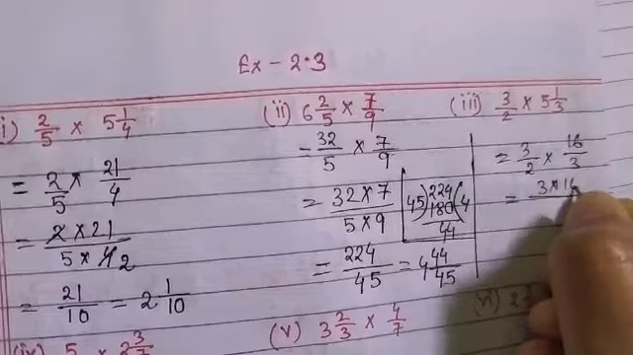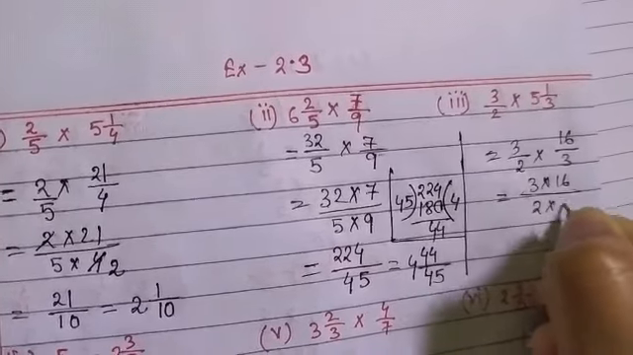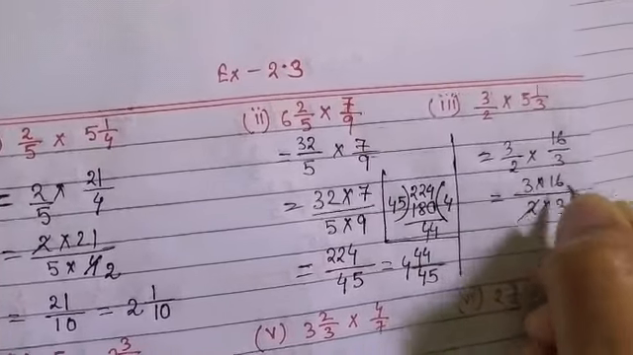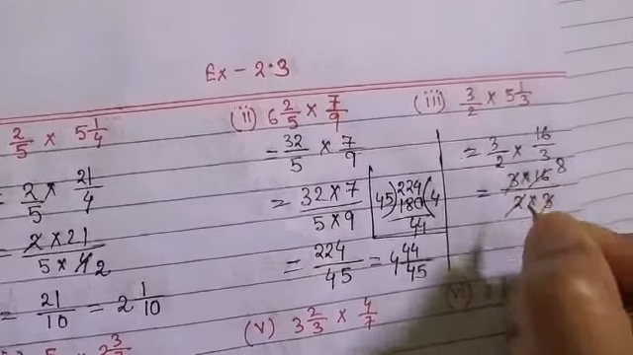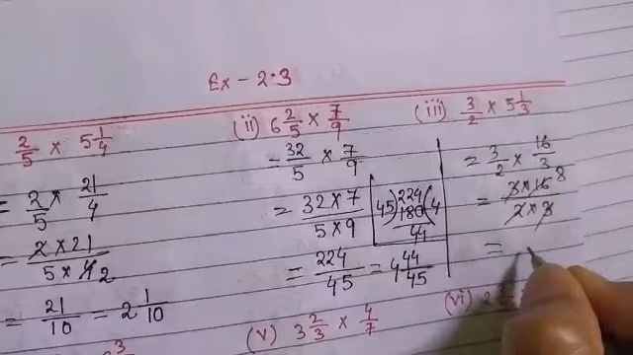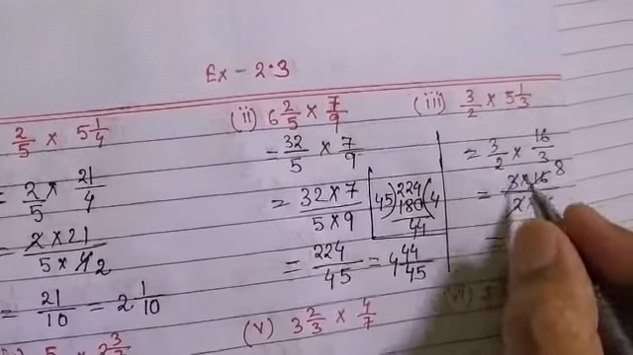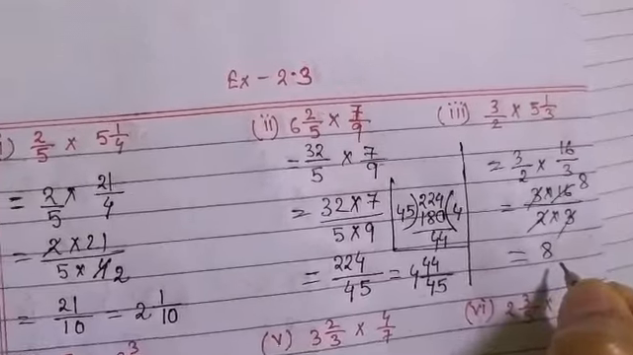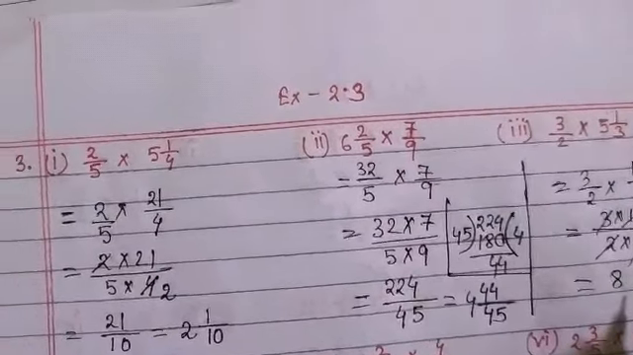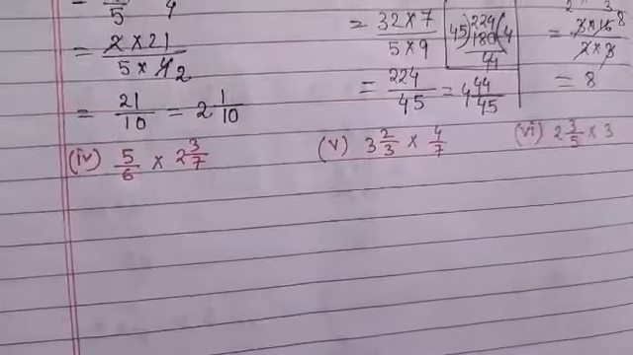Product of numerator divided by product of denominator. Then by 2 it can be cut. 2 8s are 16, and by 3, 3 and 3 can be cut. So numerator 8 1s are 8, that means 8. Here denominator 1, so no need to write 1. 8 is the answer.